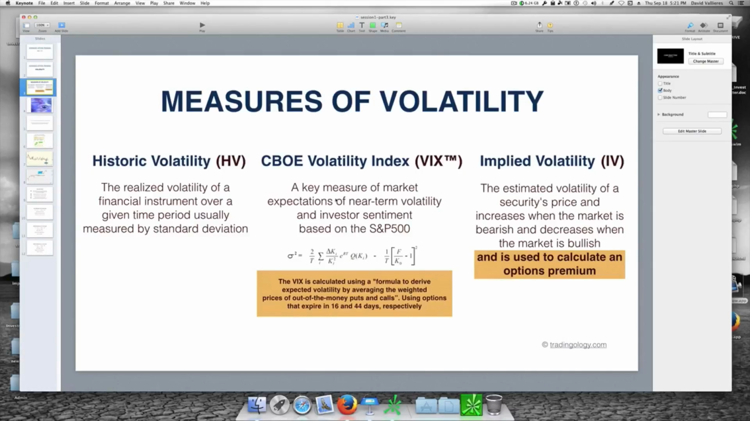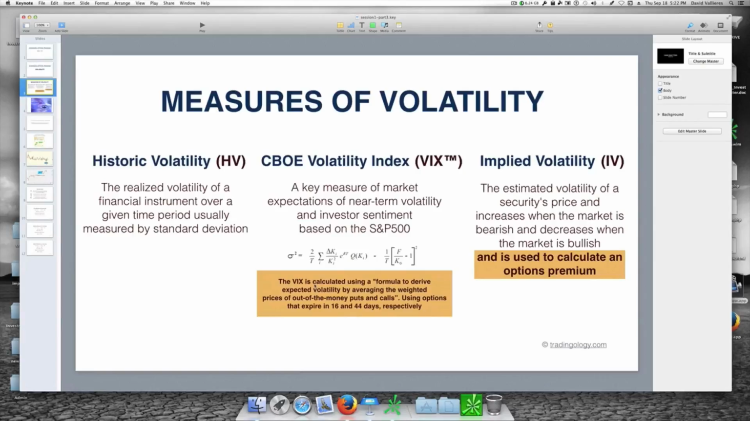Now, let's take a look at the CBOE Volatility Index for a second, because it's the one that most people have come to regard as the key measurement, the key index for determining investor sentiment. But what does that really mean? Well, it only becomes clear when you figure out exactly how the VIX is calculated.